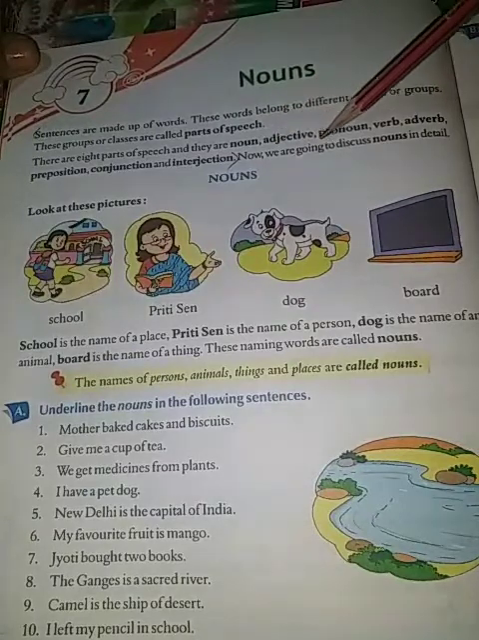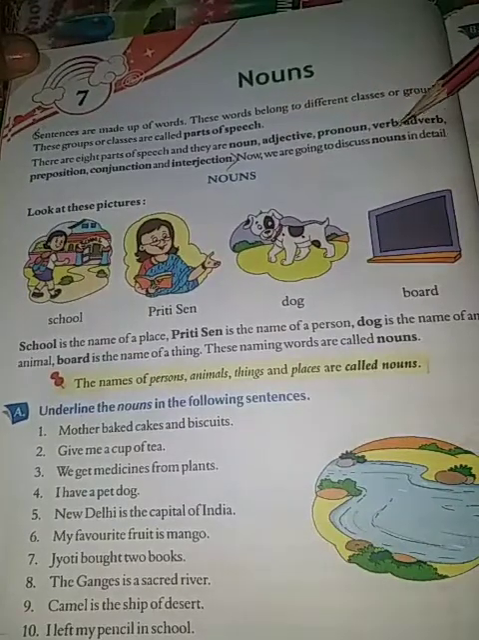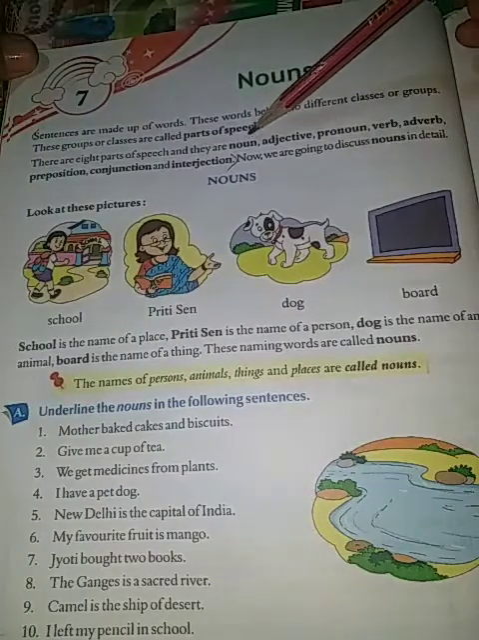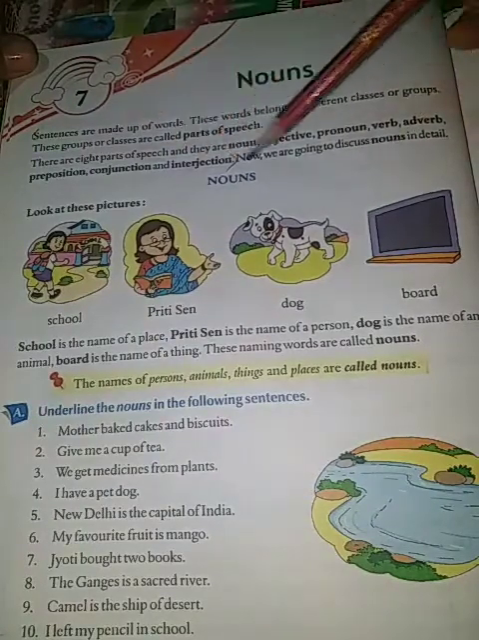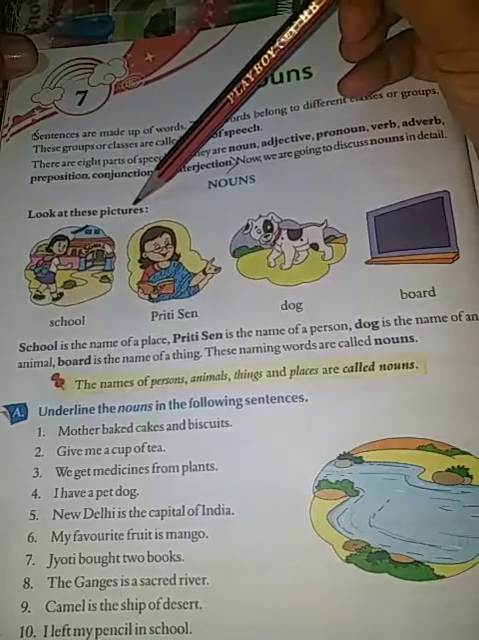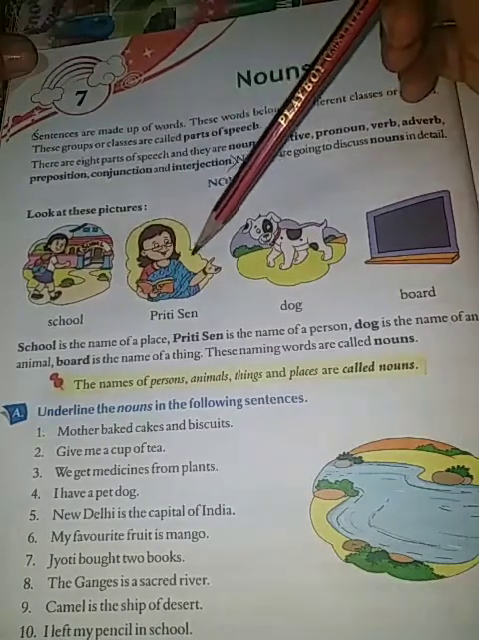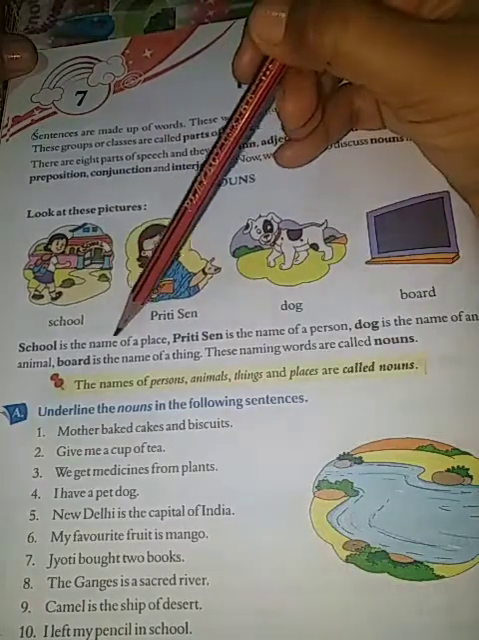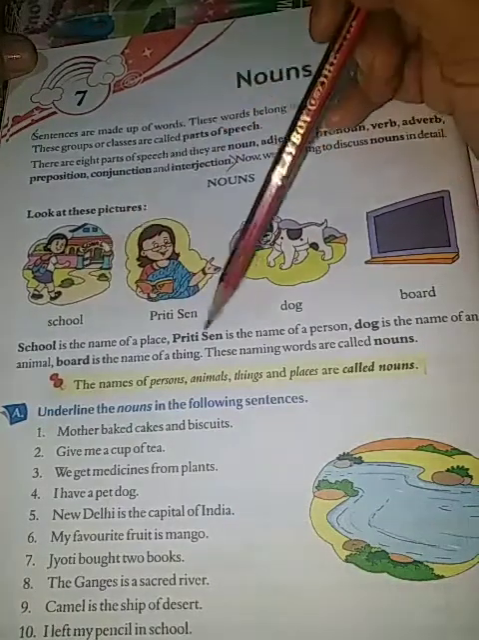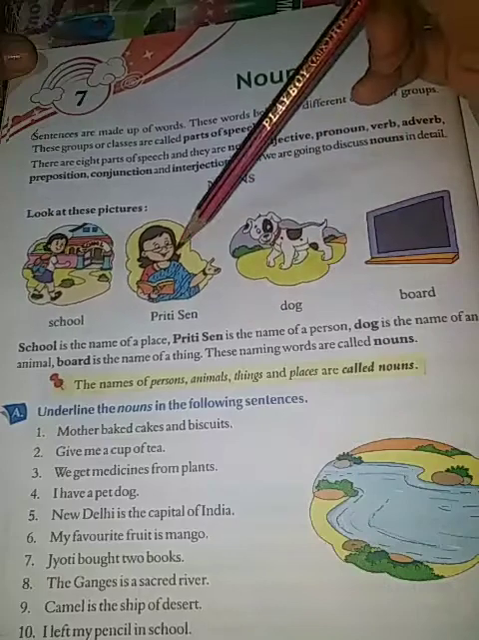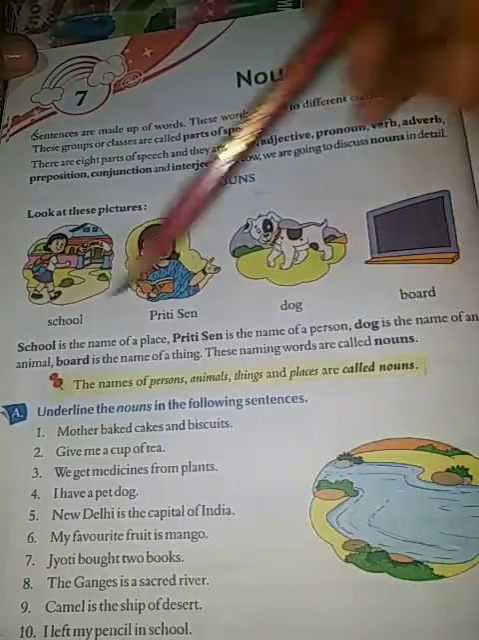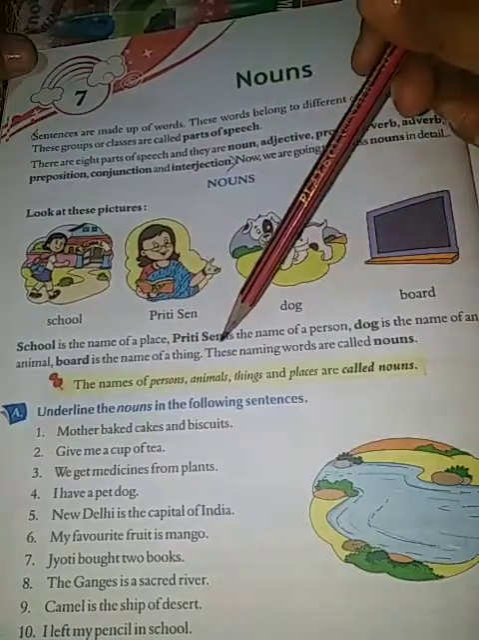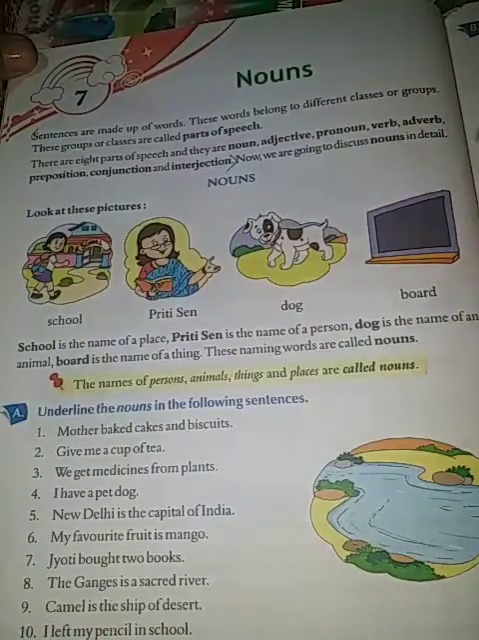Now, we are going to discuss nouns in detail. Here we are going to discuss the first part of speech, nouns. Look at these pictures. School, Preeti Sen, dog, board. School is the name of a place. Preeti Sen is the name of a person. Dog is the name of an animal. Board is the name of a thing. These naming words are called noun.